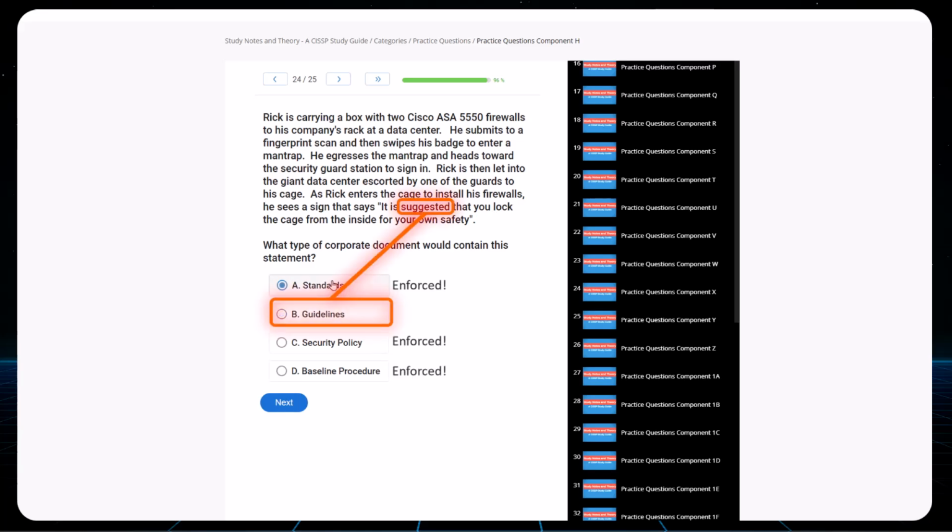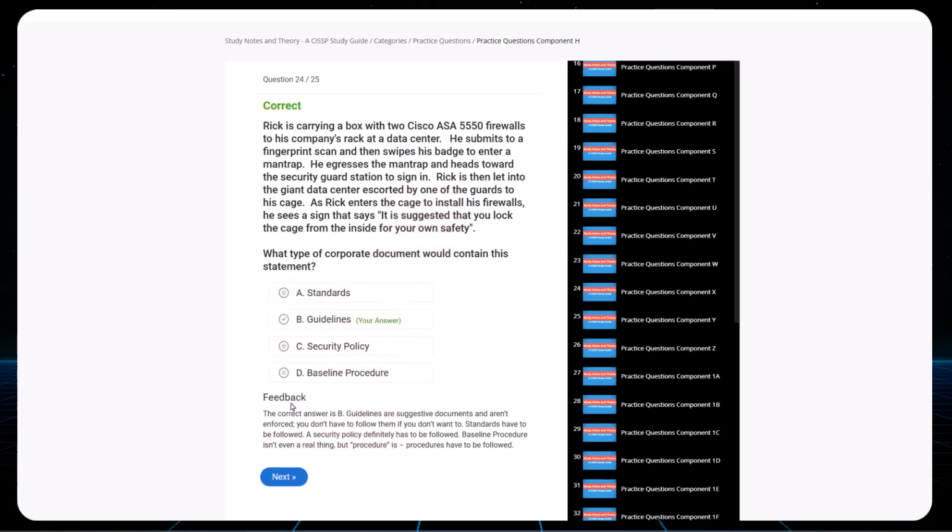Standards are enforced and you have to follow them. Security policies are enforced and you have to follow them. Baselines are enforced and you have to follow them. Guidelines are the only thing that is suggested. So it is suggested that you lock the cage from the inside for your own safety. I'm going to say this is 100% correct. It's got to be. I will shut down my CISSP course if this is not the right answer. Phew. Okay, it is guidelines. The correct answer is B because guidelines are suggestive documents that aren't enforced, which is what the question is asking.